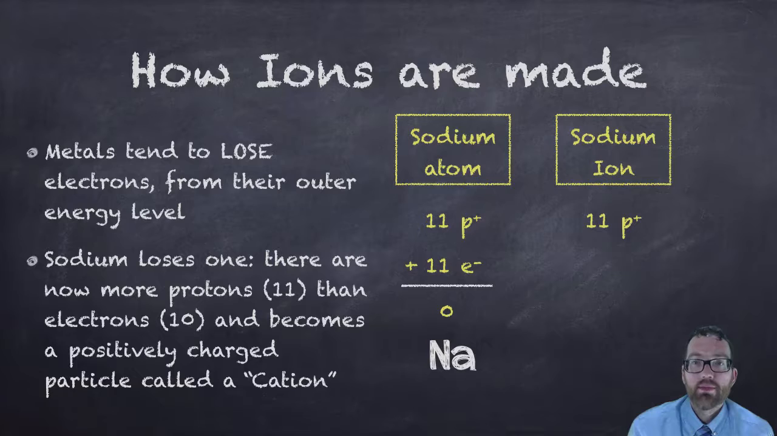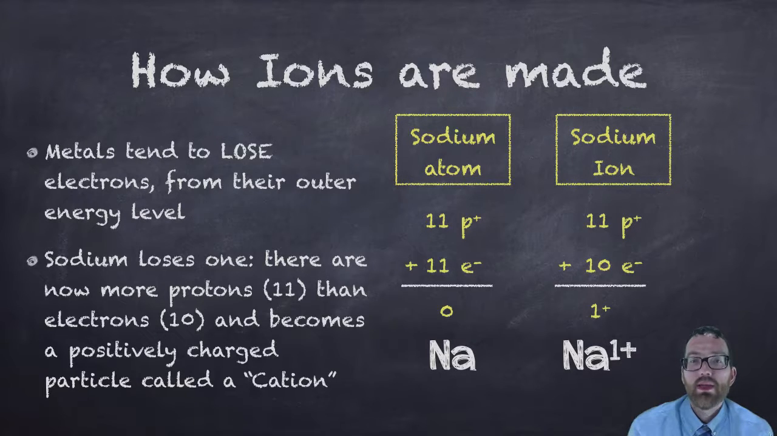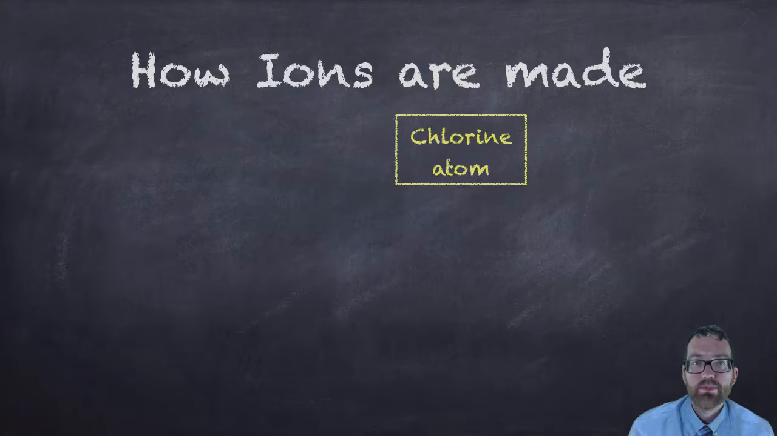So here's the math. We still have 11 protons, but now we only have 10 electrons, for a net charge of +1. So I can't just write Na, because that means sodium. I have to write Na and then give it a charge, that +1 written above it, as a superscript. That would tell the reader that it is a sodium ion and not a sodium atom.